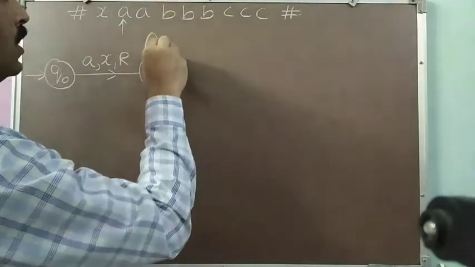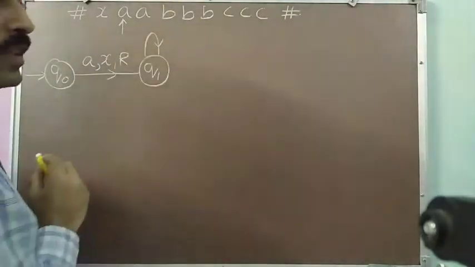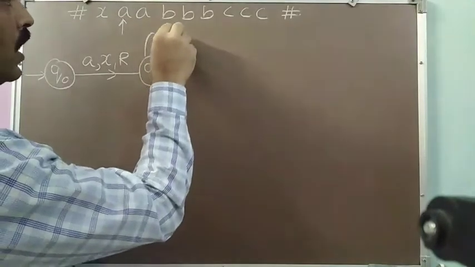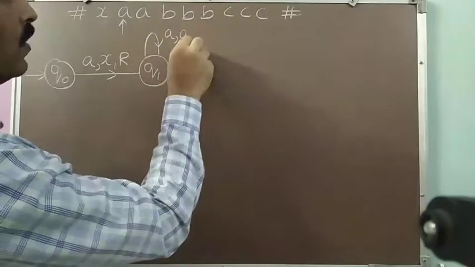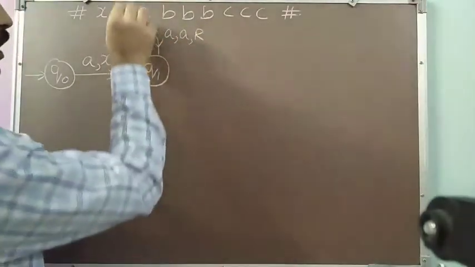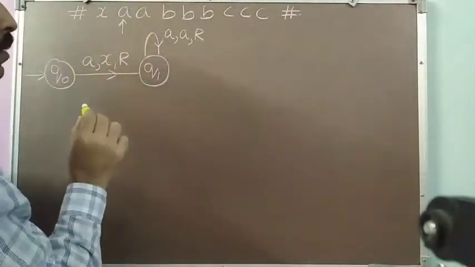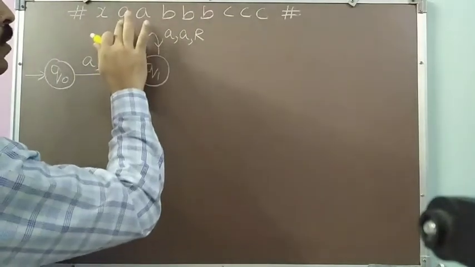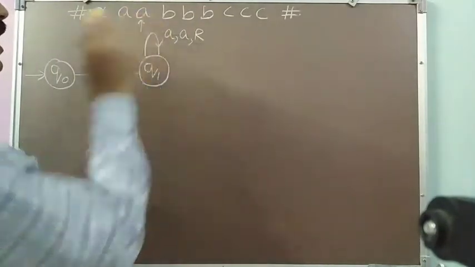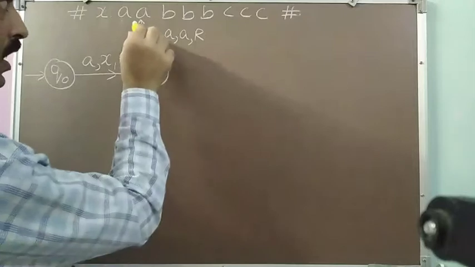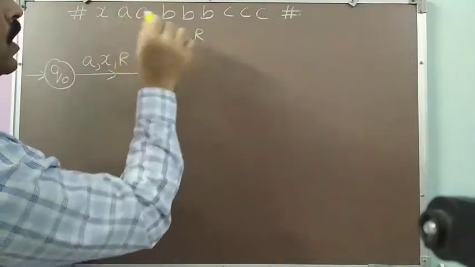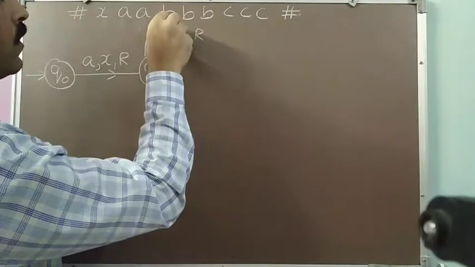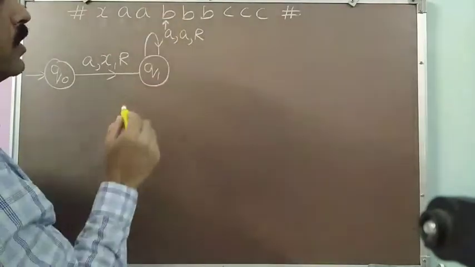So I will be marking a self loop here, and I will read an A. In place of A, I will be writing A, and I will move towards the right. So first time on reading A, I will replace it by A and I will move one position right. So I will come here on this A. Then again I am getting A, so I will write A and I will move one position right. So my pointer will come here on the first B.